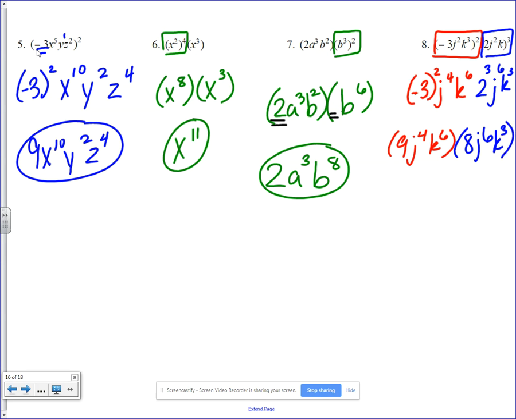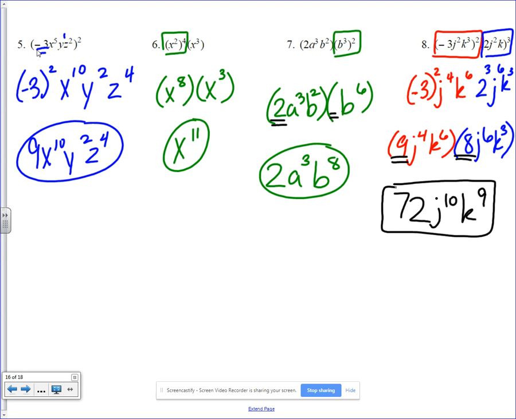Now is the easy part. Now it's a multiplication problem. Ma'am, what are you going to do with your coefficients? And what do you get? What are you going to do with your j's? And you get? And your k's? So she just had to do a little bit of everything that you've learned in the past 2 days. Are we following or not?